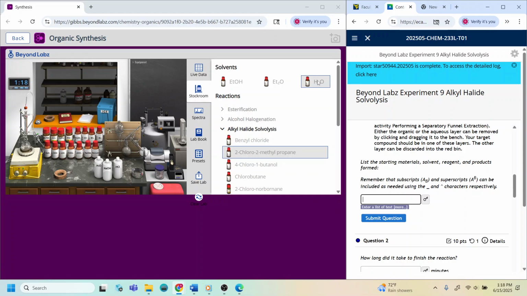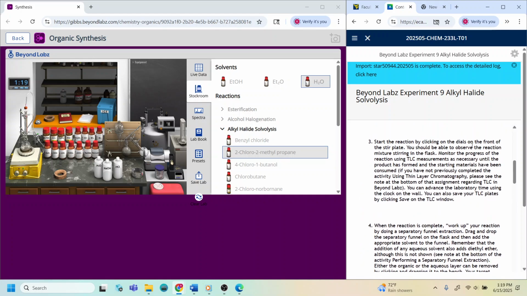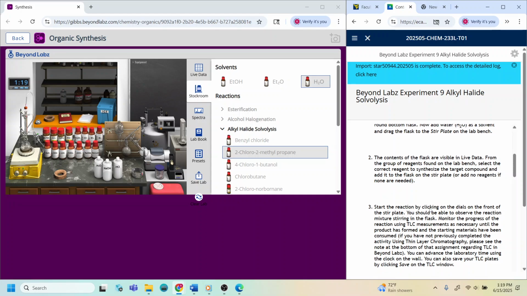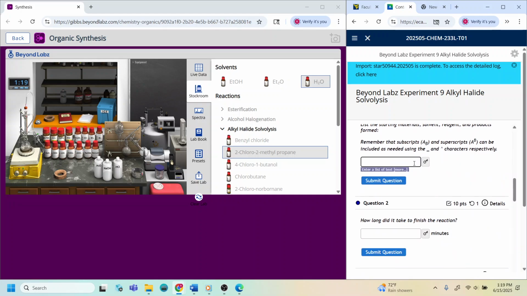So you can write them by name. Now, if you choose to write them by the molecular formula, please use an underscore between the letter and the number. So I would write it as an H, then an underscore, then a 2, and then O. Or you can write it as water, which I prefer. So here you go. You have to list your reactants and you have to list your product as well. Our product is whatever is asked from us to synthesize, which is actually the 2-methyl-2-propanol. So you are going to list it over here as well.